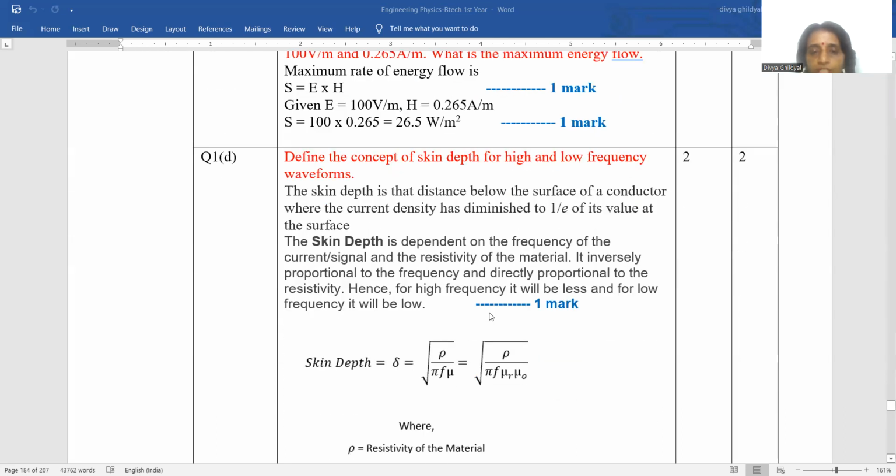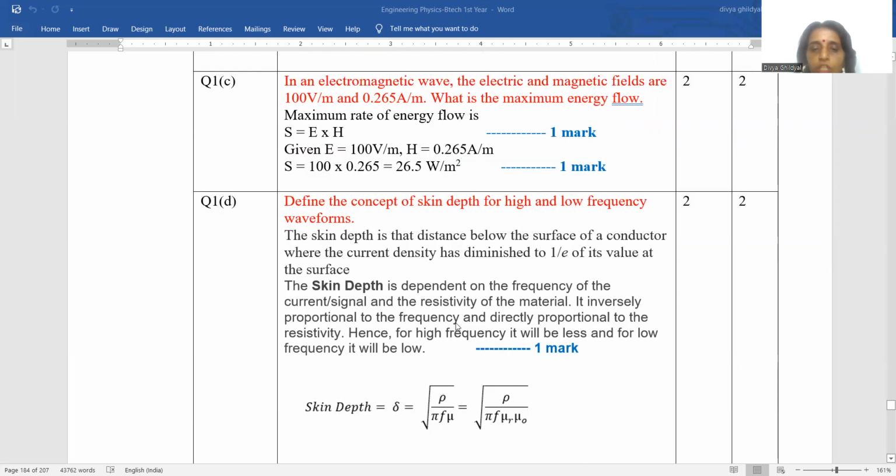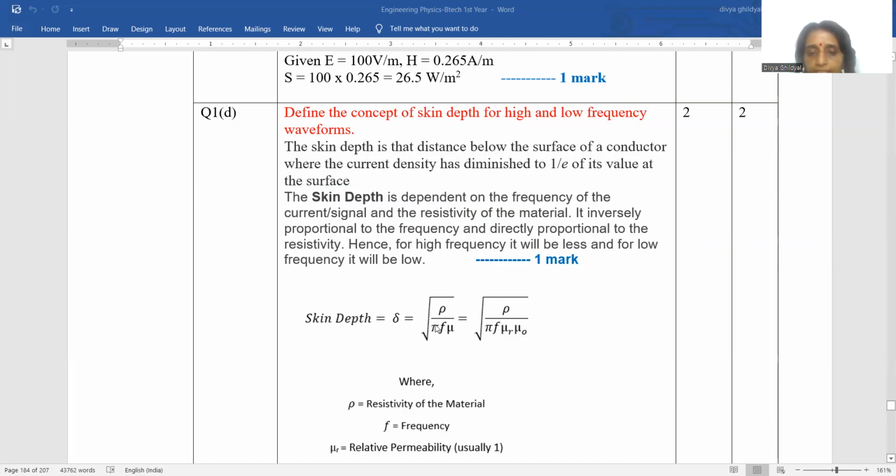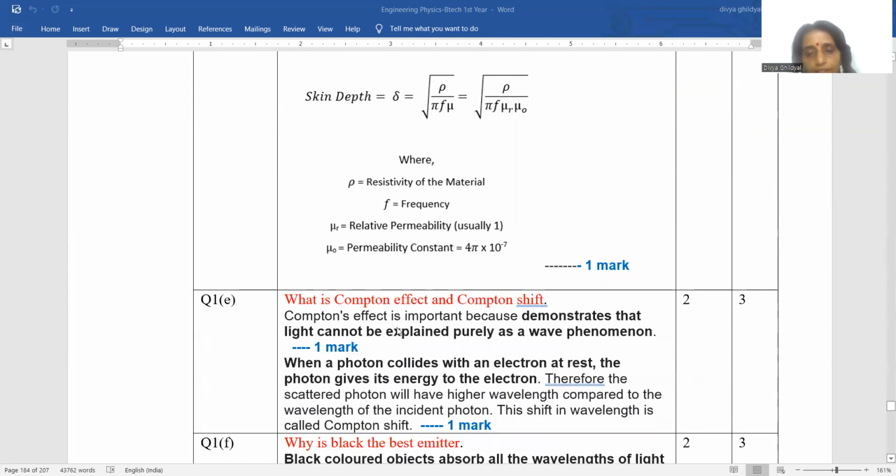Define the concept of skin depth for high and low frequency waveforms. Skin depth is that distance below the surface of a conductor at which the current density has diminished to 1 upon e times its value at the surface. And skin depth is inversely proportional to the frequency, as you can see in this formula. Hence, since the relationship is an inverse relationship, when one quantity increases, the other will decrease. You get 2 marks for writing this.